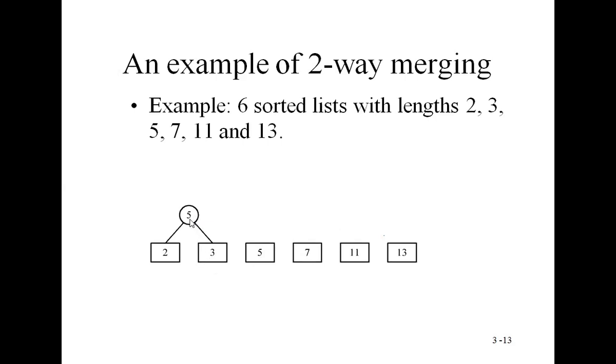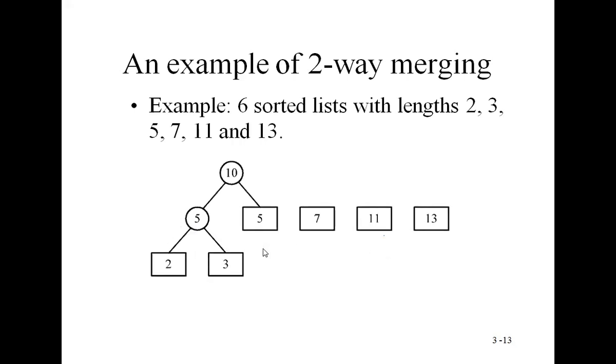Now this is 5, this is 5, this is 7, this is 11, this is 13. Always consider the pairs which are shorter in length. So comparing with all these values, 5 and 5 are shorter in length. So you can merge these two, 5 and 5, you will get 10. Now compare 10, 7, 11, 13.